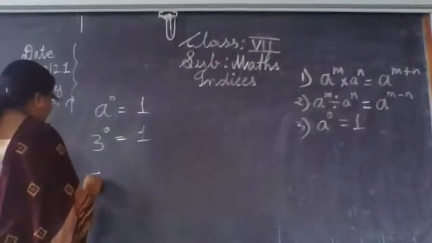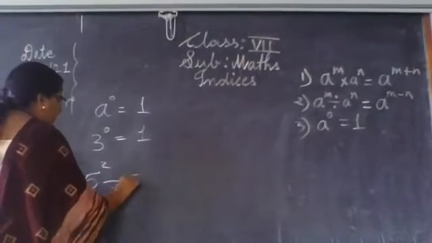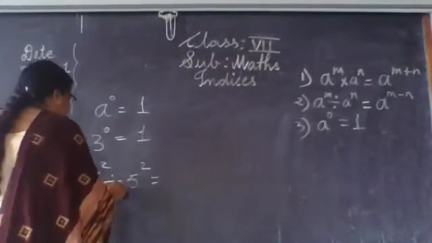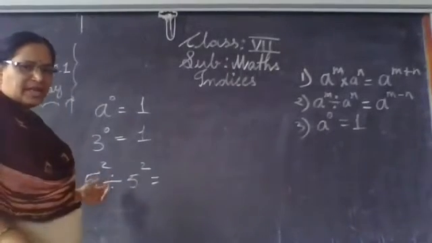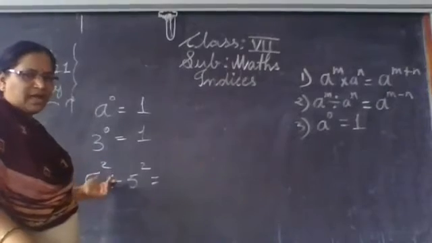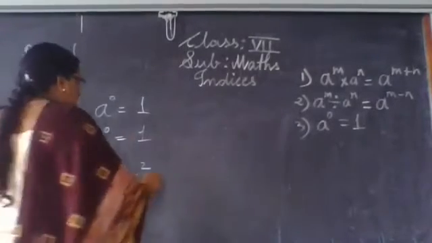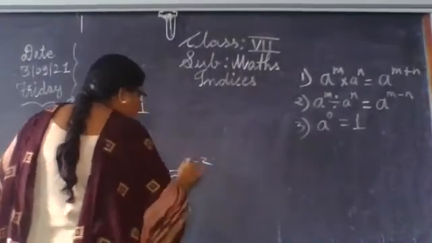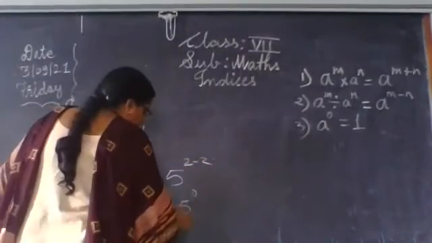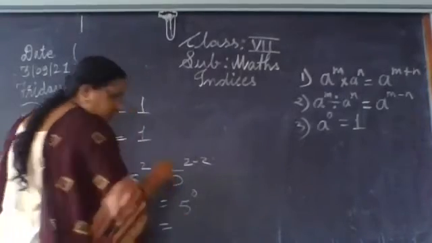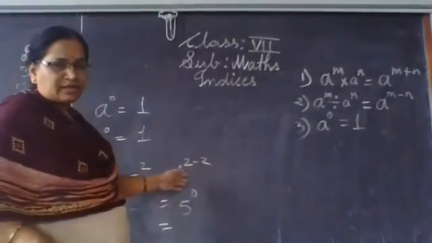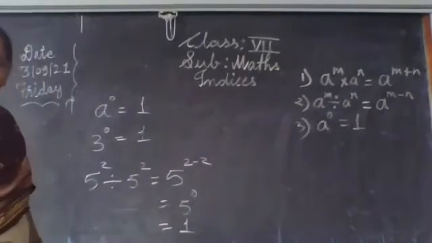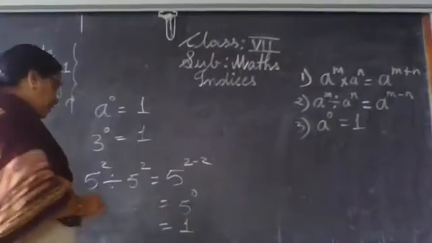Okay. 5 raised to power 2 divided by 5 raised to power 2. What is the meaning of this? Bases are the same and they have to divide. That time what to do? We have to subtract their powers. So here 5 raised to power 2 minus 2, which means 5 raised to power 0. Any number having exponent 0, the answer is 1. Got it beta?